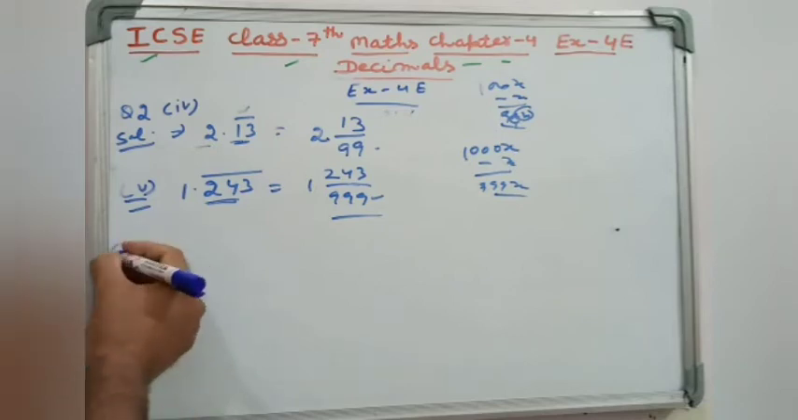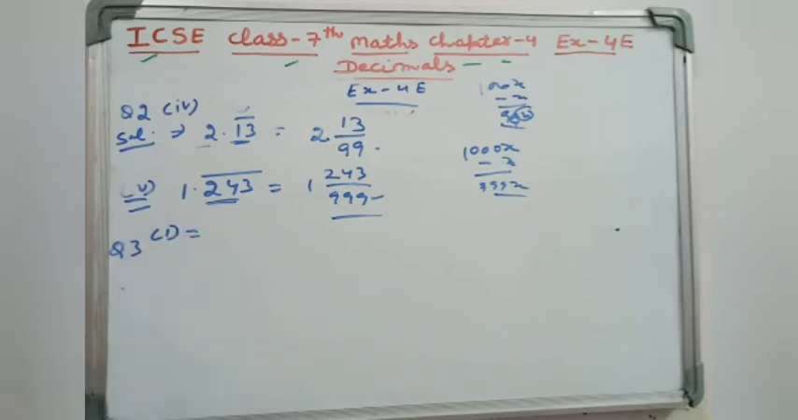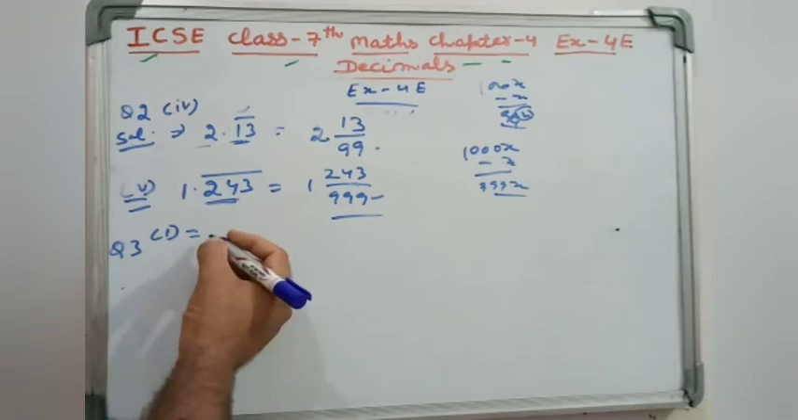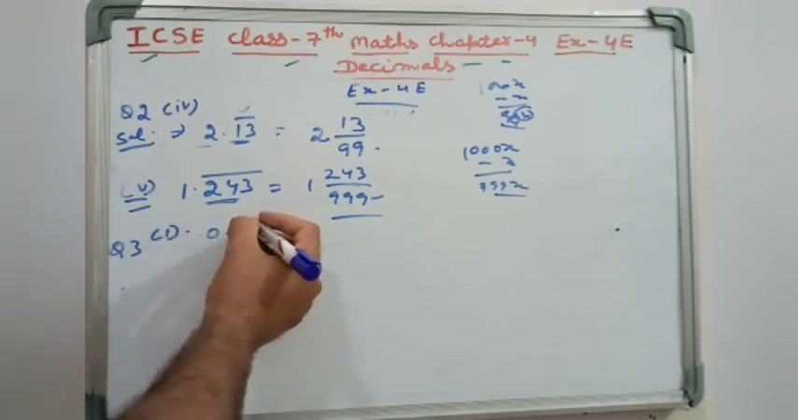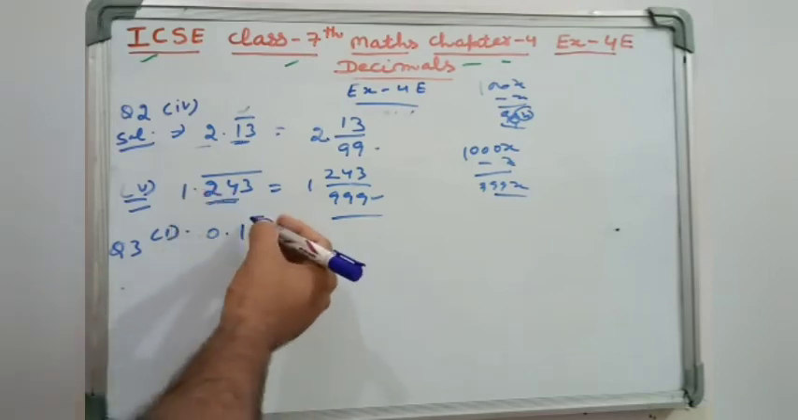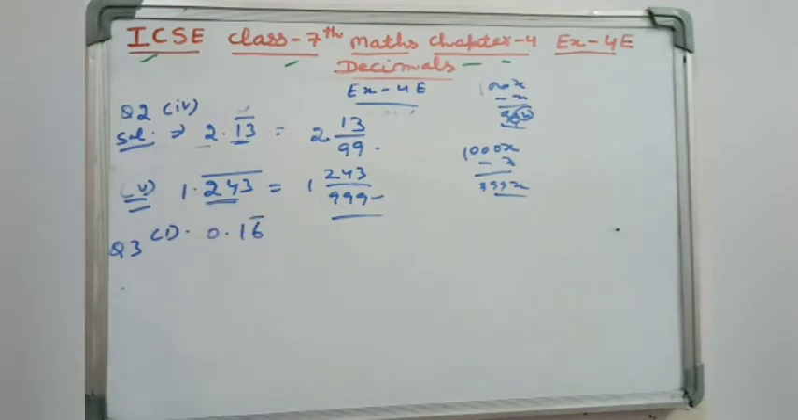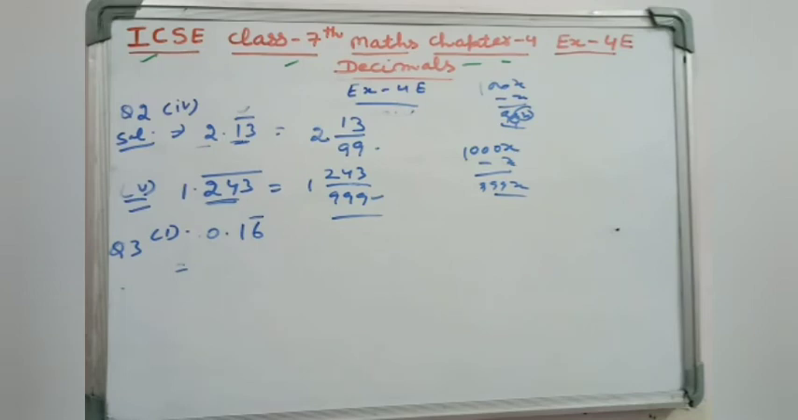Now question 3. Part first is convert each of the following into a vulgar fraction. It is 0.16 bar. So we want to convert it into a vulgar fraction, but the bar is only on one digit. So here we will also adopt our shortcut method.